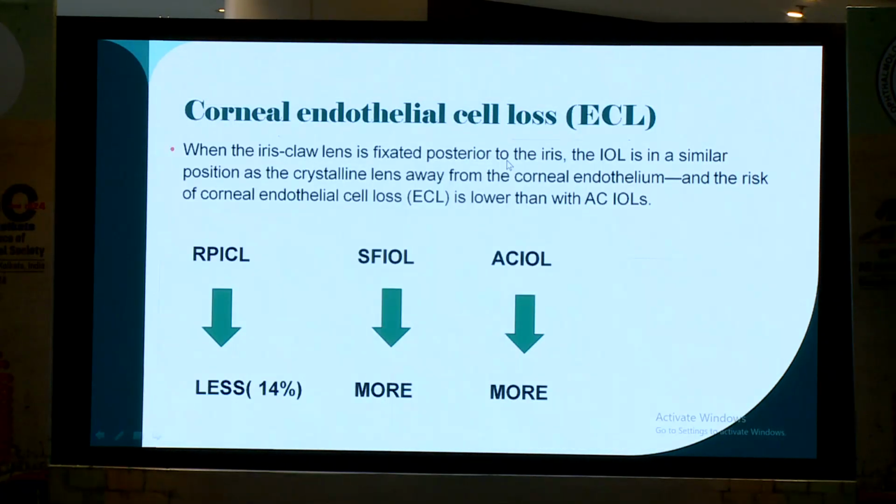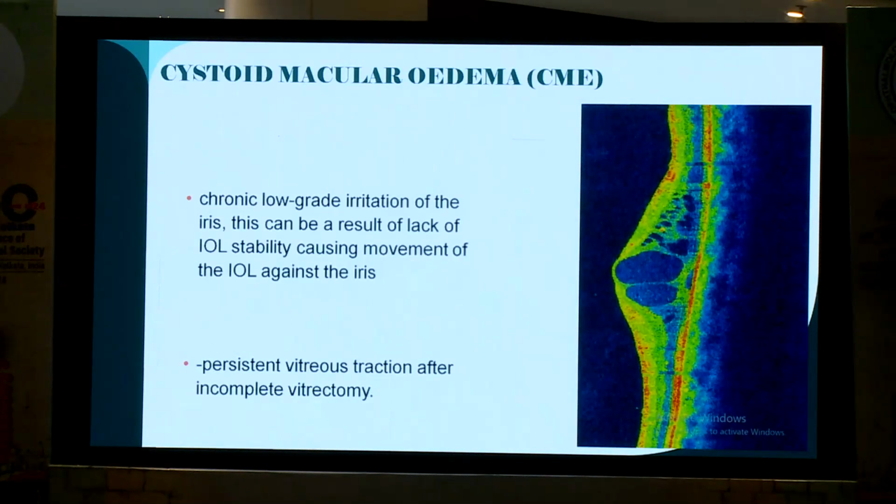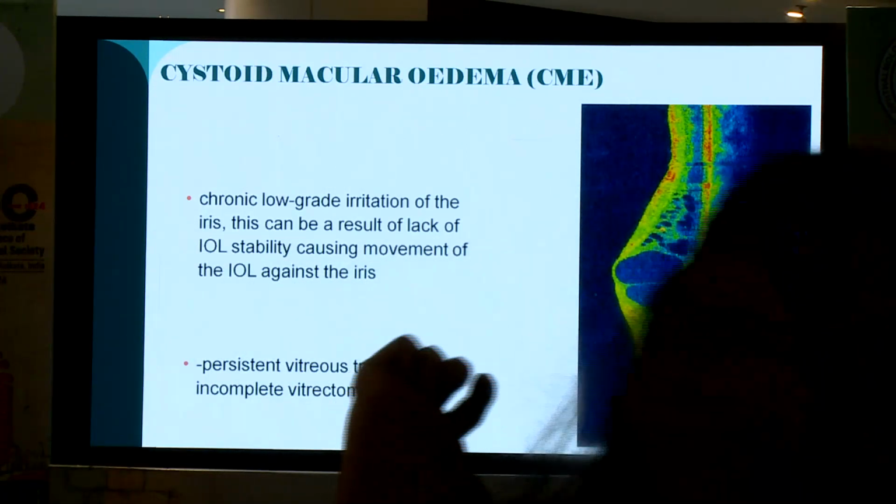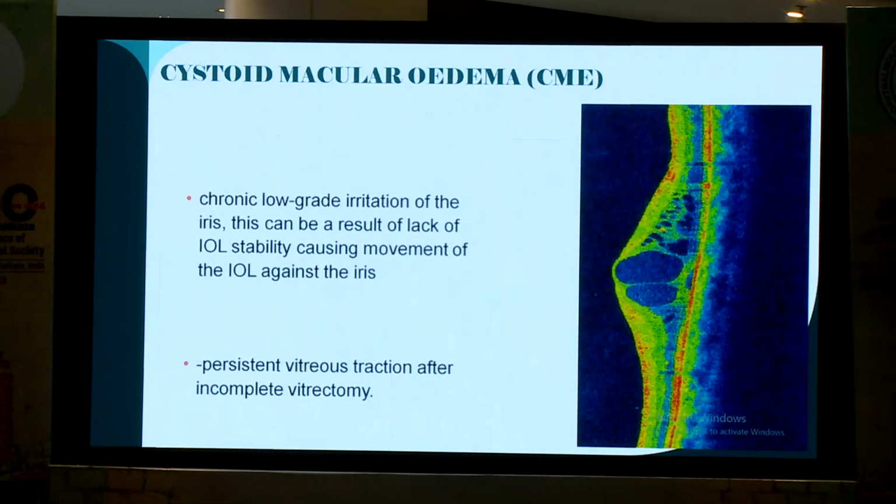Corneal endothelial loss in retropupillary is very less as compared to SFIOL. We have a longer surgical time, so around 20% endothelial cell loss occurs, as compared to ACIOL, which has the maximum endothelial cell loss as compared to the retropupillary iris claw lens. Cystoid macular edema can be found in these cases, but it is due to persistent vitreous traction, so complete vitrectomy from the anterior chamber is a must to avoid this cystoid macular edema.